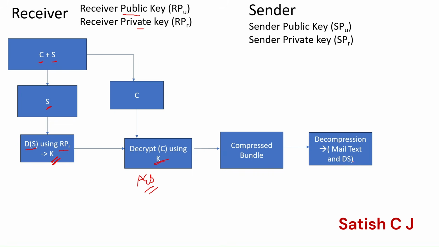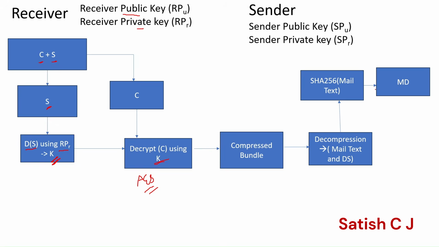So now we have to verify the digital signature. What we do here is we take the plain text and pass it to a hashing algorithm like SHA-256 to create the message digest. This is the message digest we are generating out of this plain email text. And we also take the digital signature. The digital signature is actually the message digest that was signed using the sender's private key.